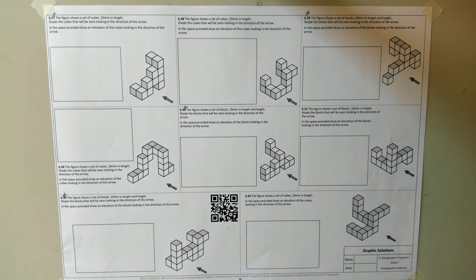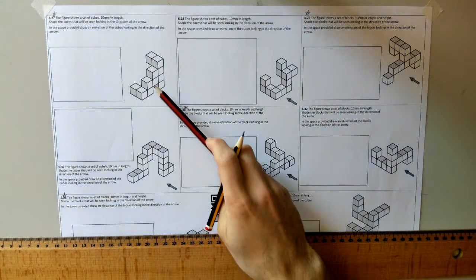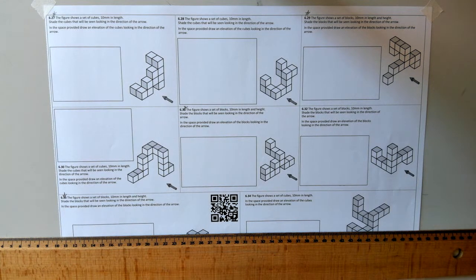So the first one, the figure shows a set of cubes, 10 mm in length. Shade the cubes that will be seen looking in the direction of the arrow. In the space, draw an elevation of the cubes looking in the direction of the arrow. So basically we're drawing what we see when we look in this direction here, the elevation. So looking at the front of it.